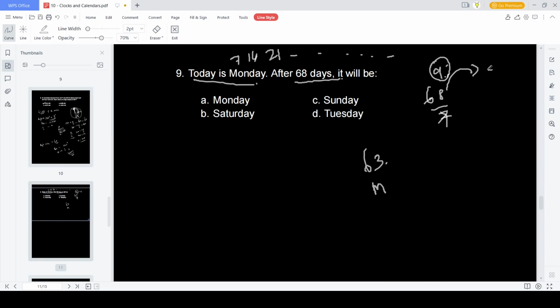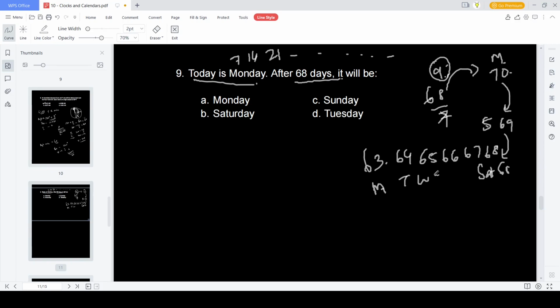Or you can go to the next multiple, that is 70. On the 70th day it's going to be a Monday. That is easier here. So on the 69th day it's going to be a Sunday, and the 68th day it's going to be a Saturday. Or we can also calculate like this: 64, 65, 66, 67 and 68. So this is Monday, Tuesday, Wednesday, Thursday, Friday, Saturday. So it's going to be a Saturday.